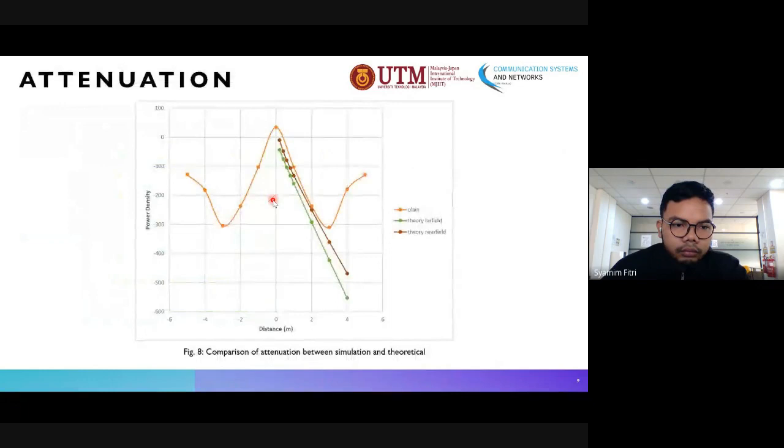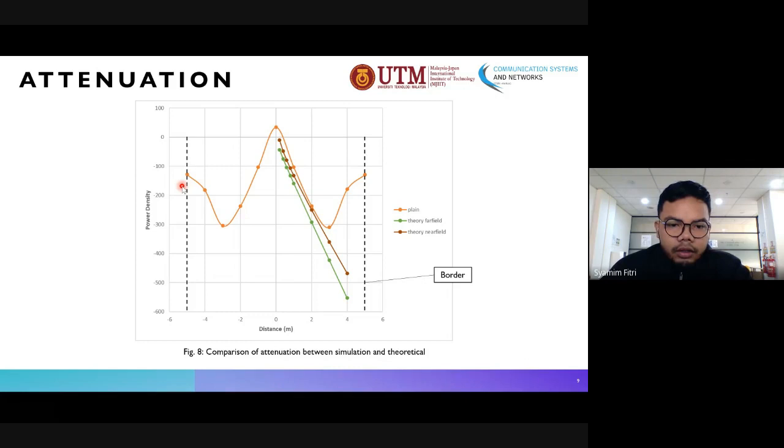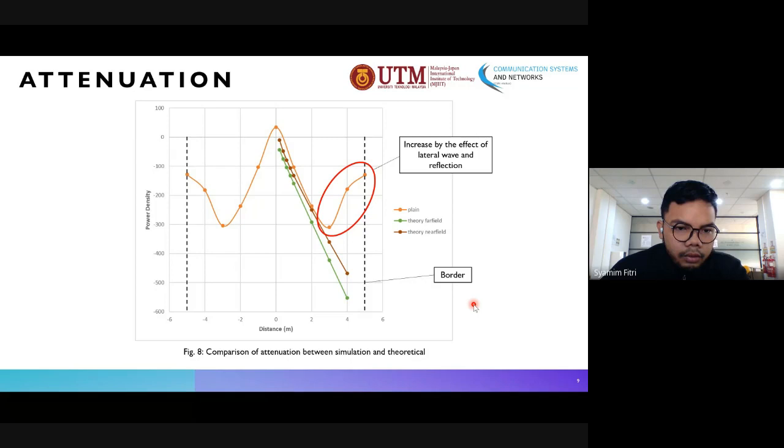This is the comparison of attenuation between the simulation and theoretical. Here is the border of the tank, and we can see the increase due to the effect of lateral wave and reflection at the wall area, making this value high near this 3 meter to 5 meter.